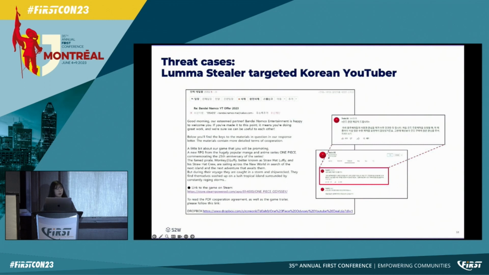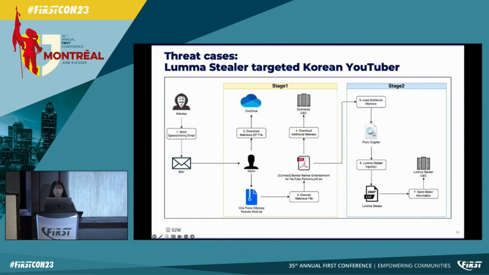And there is another case. On February 6, 2023, a voice actor YouTuber in Korea received an email impersonating a game company. When he clicked the link and ran the file, which contains Lumma Stealer, his YouTube was compromised and immediately changed to the Tesla US channel. Of course, this is one of the methods used by the traffic team, primarily to obtain cryptocurrency.